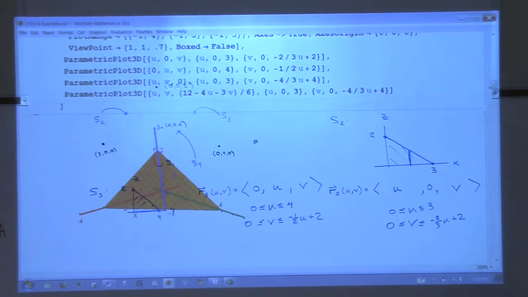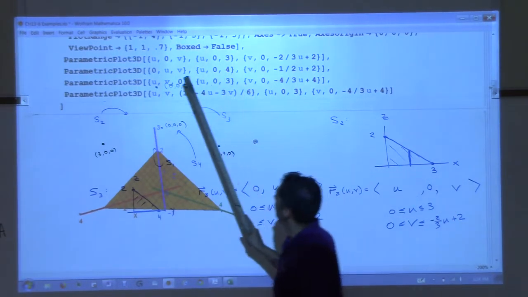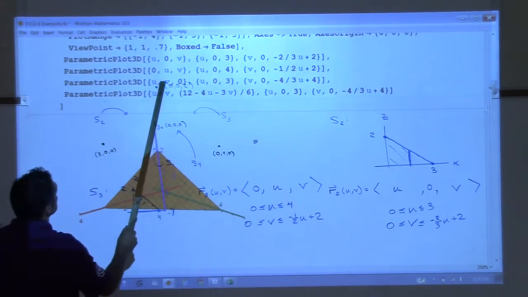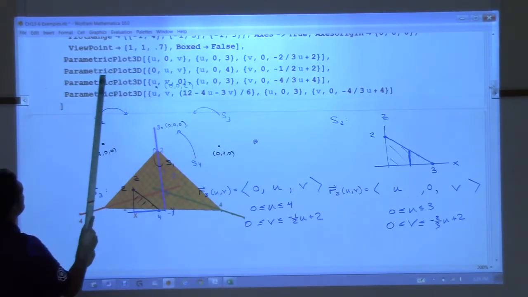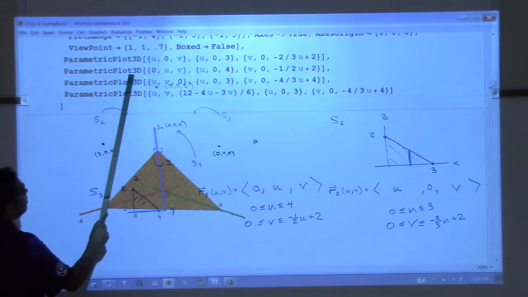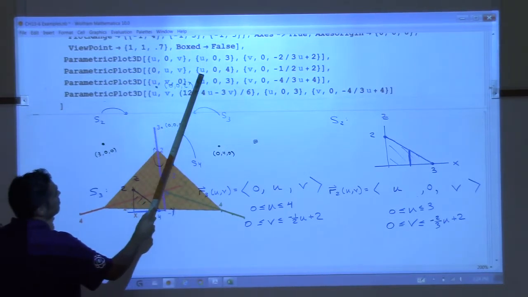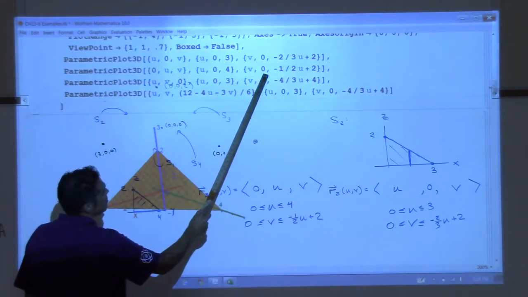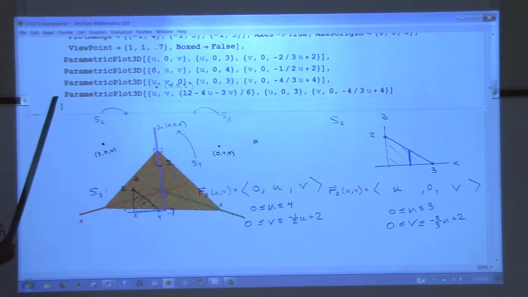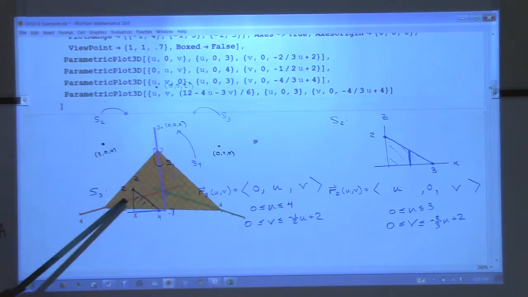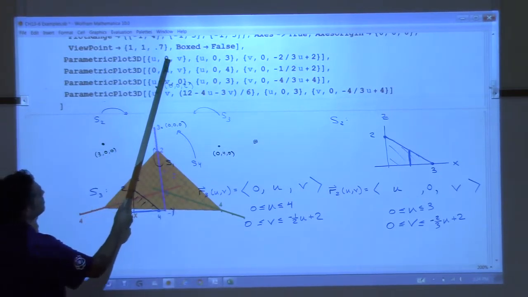I don't know if you can tell from my code here. When I'm plotting these, I'm telling my computer, I want to do what's called a parametric three-dimensional plot. Here's my vector function. It's 0, u, and v. My u is between 0 and 4, and my v is between 0 and negative 1/2 u plus 2. So I'm telling the computer exactly what the surface is that I want it to draw. And that drew me S3, which is that backside. So these are the three we've done.